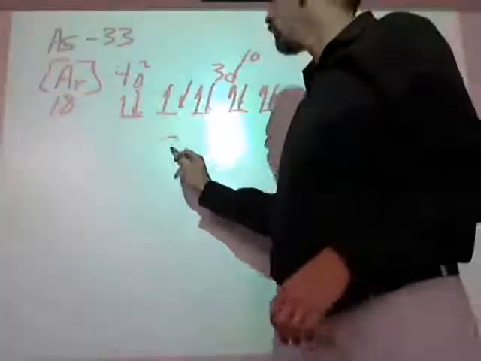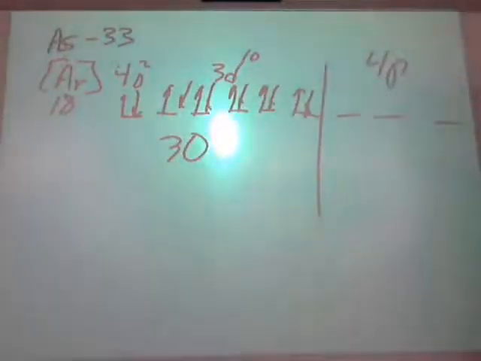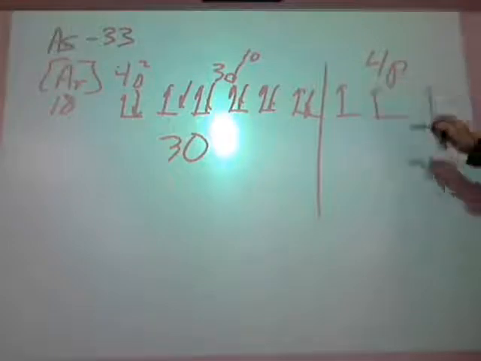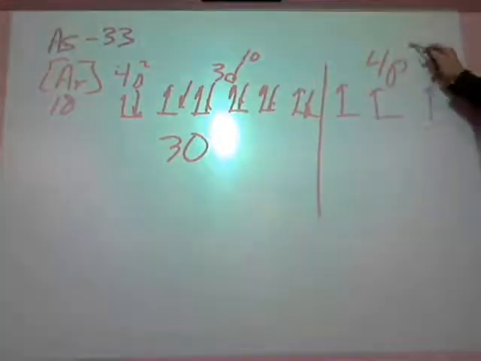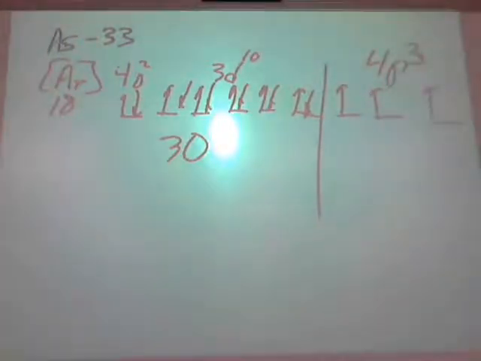At this point, you got to start counting. I got 30 total at this point, up to and including these. How many more do I need? I'm doing arsenic, right? I need 3 more. Hund's rule says they go in one at a time before they go back and pair up. Oh, that's a 3 up there. Okay? And that's what he should look like.